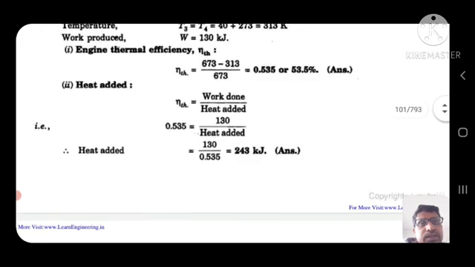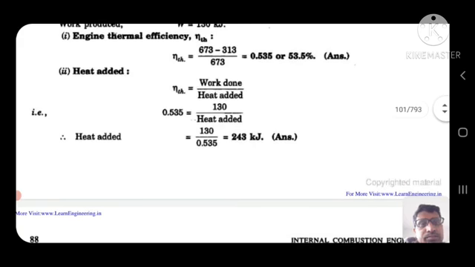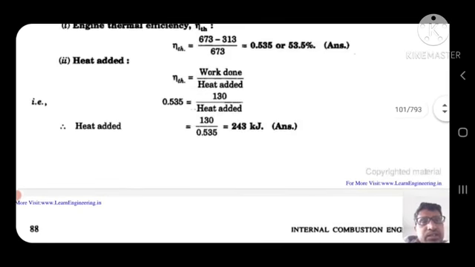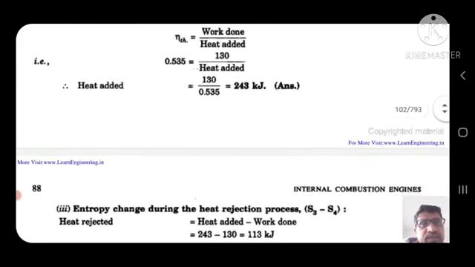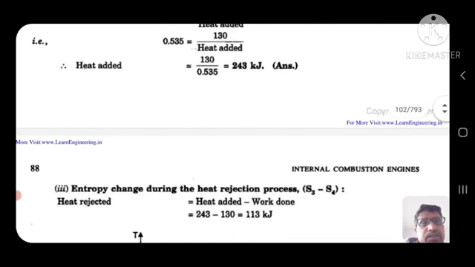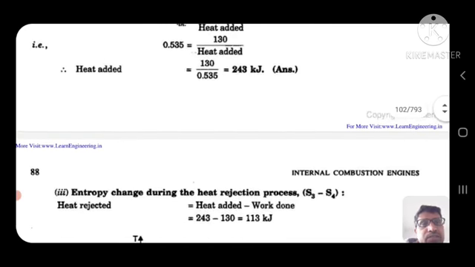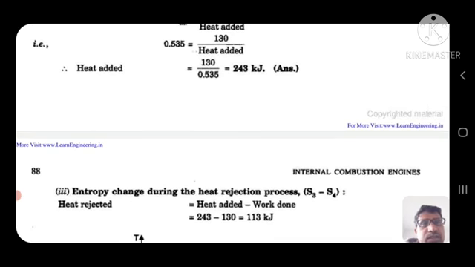Engine thermal efficiency is equal to (673 minus 313) by 673. So that is the work done by heat added. 0.535 is equal to 130 by heat addition. So heat addition is equal to 130 divided by 0.535, 243 kilojoule.